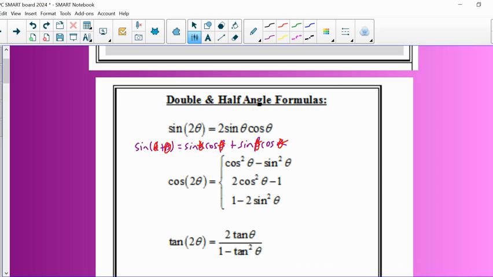In other words, it's the same formula, right? Sine theta cosine theta plus sine theta cosine theta, or 2 sine theta cosine theta. And the same thing goes for cosine of 2 theta and tangent of 2 theta: you get those formulas in the exact same way. Now, because of the Pythagorean identity for sine squared and cosine squared, there are actually three variations of the double angle formula.